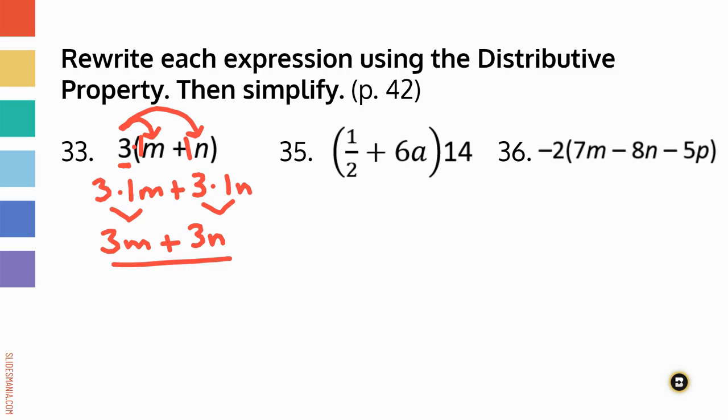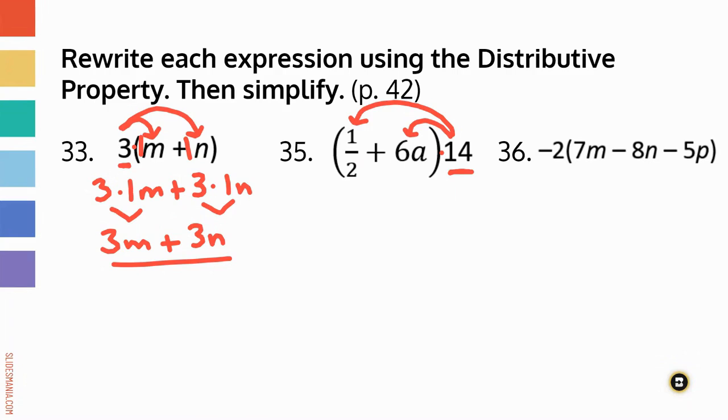Okay, next we're going to take our 14 and distribute. So remember, that's multiplication in between. And we're going to distribute to the 1/2 and to the 6a. And it does not matter that the 14's on the right side of the parentheses. It could be on the right or the left. It's still going to get distributed.